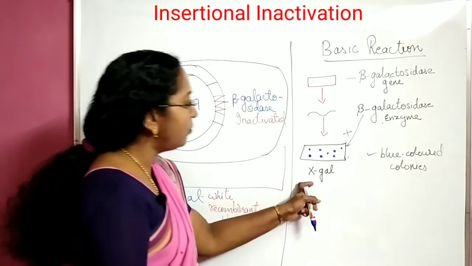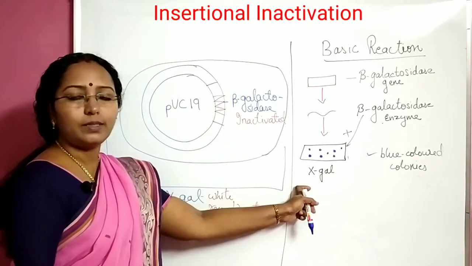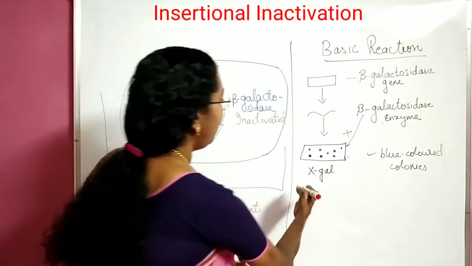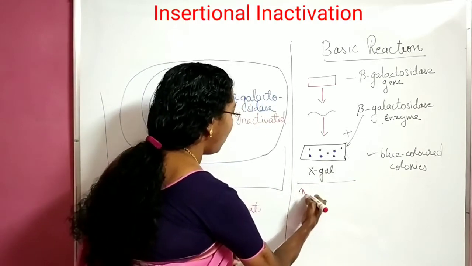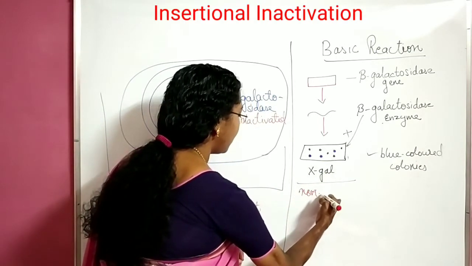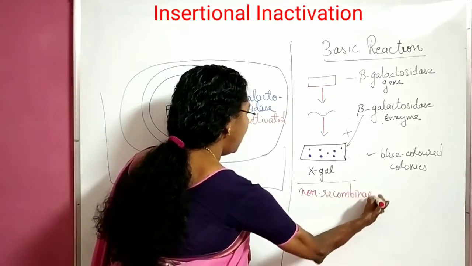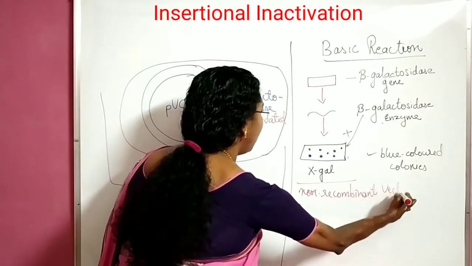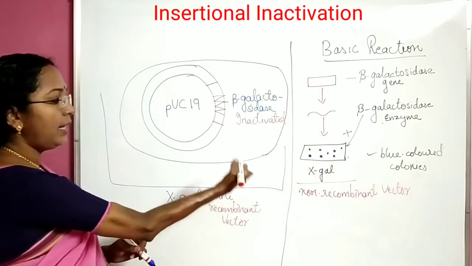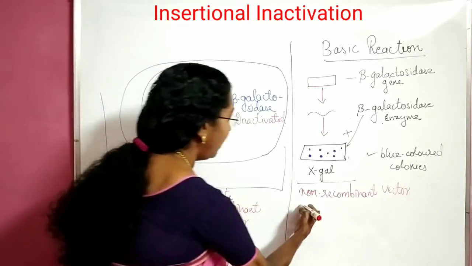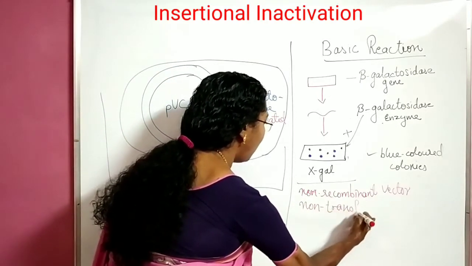If it is producing blue colored colonies, it means my gene of interest is not there. That means here if it shows blue colored colonies, it is non-recombinant. It is a non-recombinant vector. Or what do I say, such a bacterial cell carrying a non-recombinant vector? I say the bacterial cell is non-transformed.